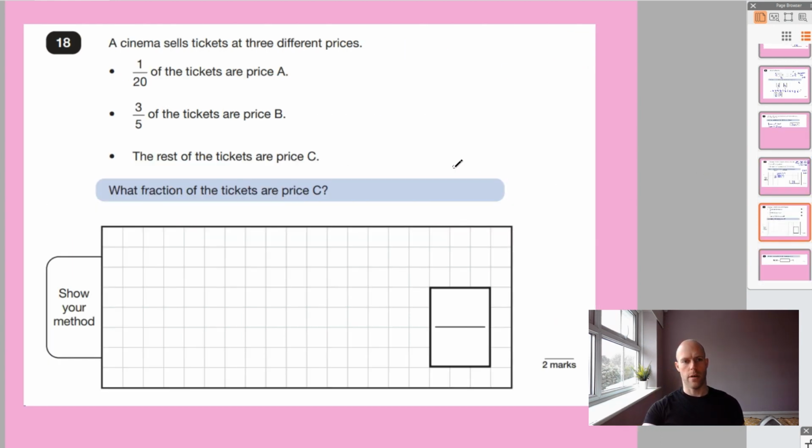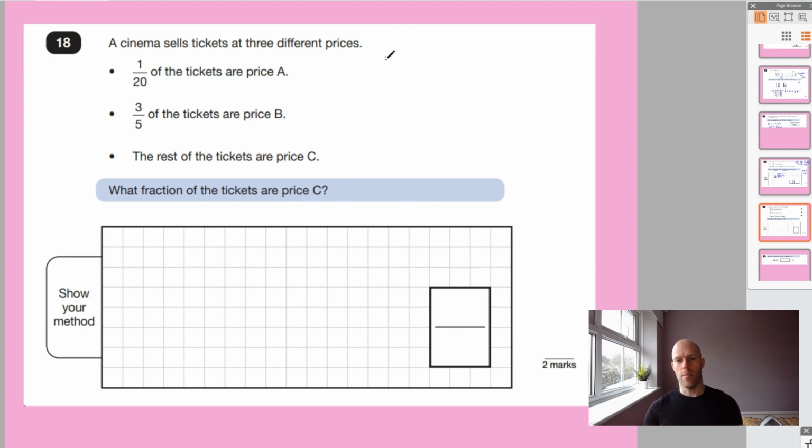Next question. Cinema sells tickets at 3 different prices. 1/20th at price A, 3/5 at price B, the rest at price C. What fractions of the tickets are price C? Well, we know about fractions here. It doesn't matter about cinemas and tickets. It could be anything at all.